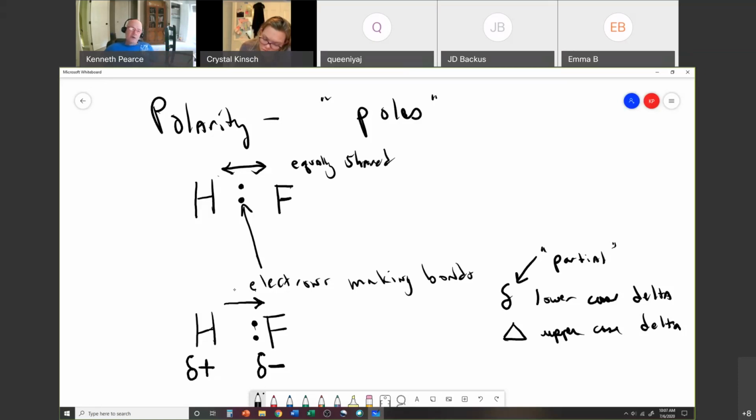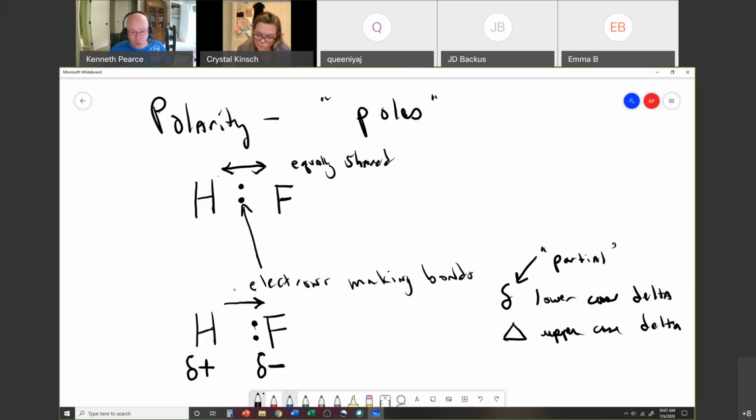And if you've had calculus, and you may have done derivatives, you will have seen lowercase deltas, like the derivative of x with respect to y. Well, that means the partial of x with respect to y. Well, it's the same thing here. When we're talking about partial positives and partial negatives, we use a lowercase delta to indicate that.